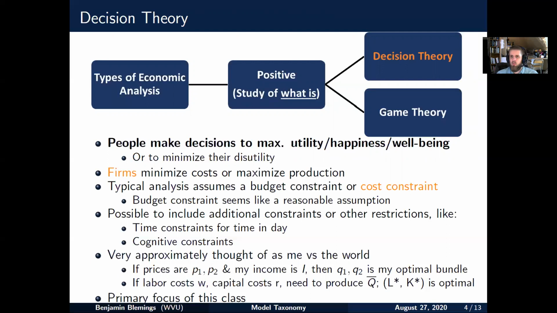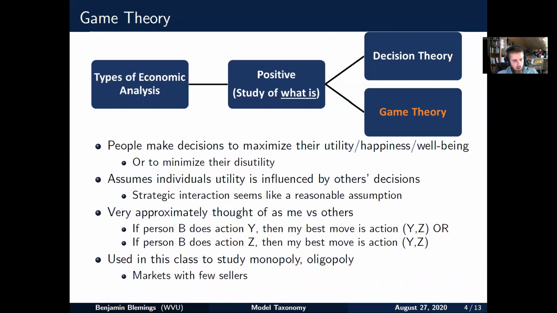Or if you're a firm, if labor costs W and it costs R for capital, and I need to produce Q bar of something, L star K star is my optimal bundle. And so decision theory will be kind of like the primary focus of this class for most of Unit 2. And people make decisions to maximize their utility, happiness, or well-being, or to minimize their disutility, like I said.